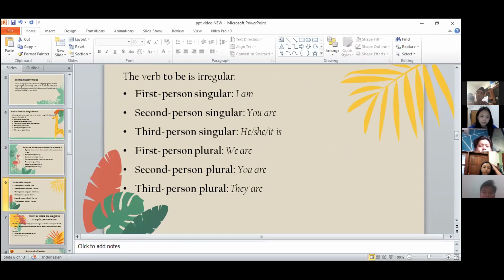So the verb to be is irregular. First person singular: I am. Second person singular: you are. Third person singular: he or she or it is. First person plural: we are. Second person plural: you are. And third person plural: they are.